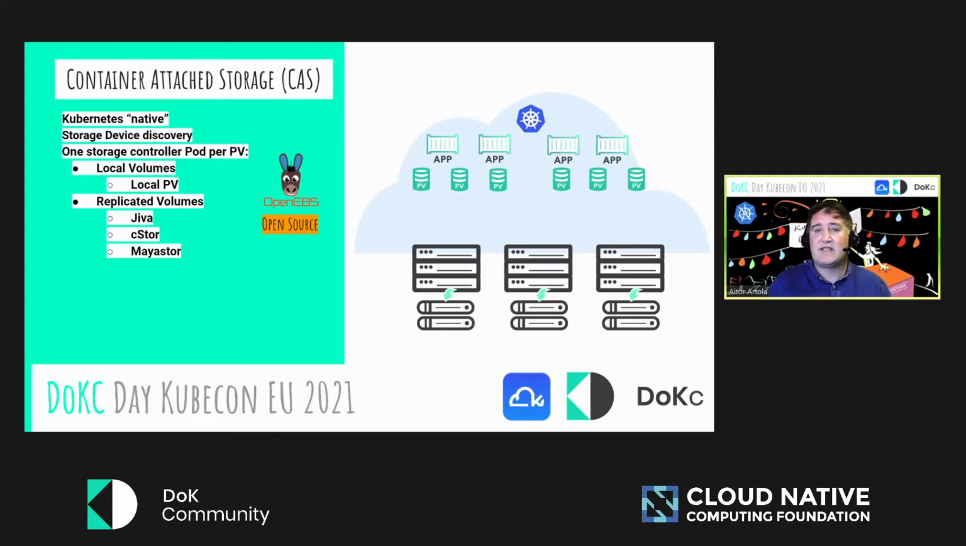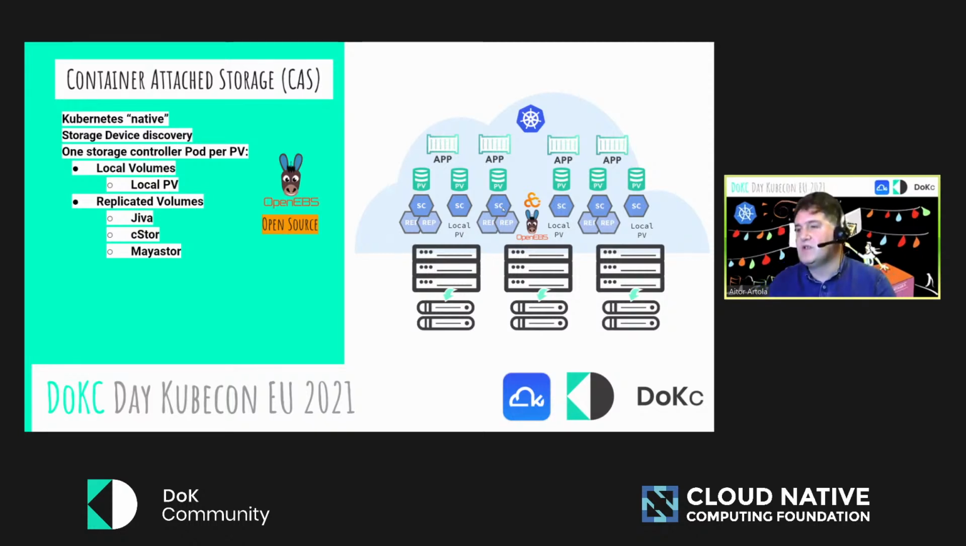So what it does is things like the storage device discovery, as Rook does, right? And the way it works is as follows. When you deploy OpenEBS, this one will also provide the CSI interface. And what it will do is actually create a specific storage controller pod for each persistent volume. So with this, what you would achieve is a more granular way of managing your storage.